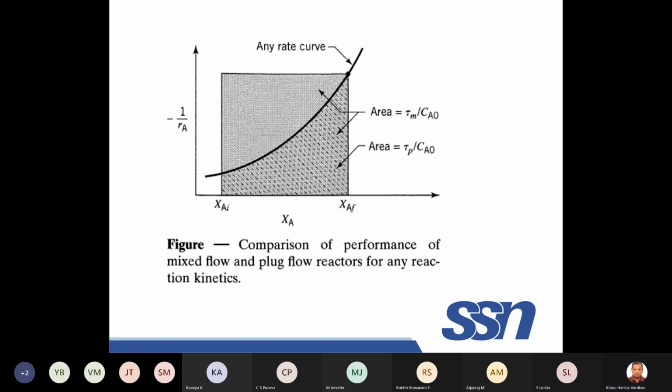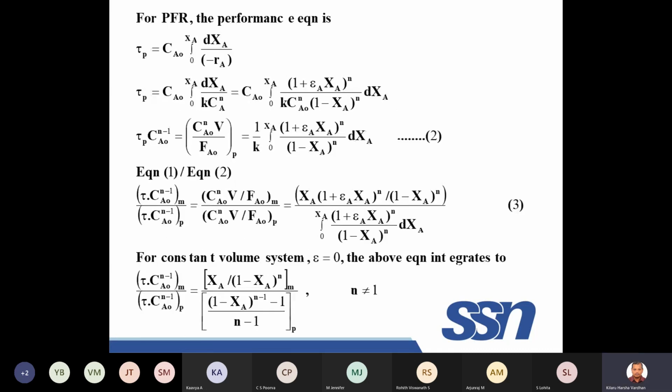Why, man? Okay, let us keep that question still open. Just think about it. Why will it be like that? Though both are continuous reactors, for the same conversion, your area or volume or tau for a mixed flow reactor is much greater, right? So think about it, and then we'll start today.